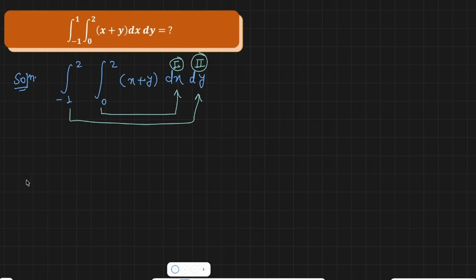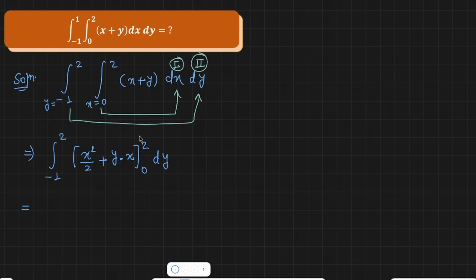So start the solution. The -1 to 2 will remain the same. Now I'm integrating with respect to x. While integrating with respect to one variable, all other variables will be constant. So here the integration of x with respect to x will be x square by 2. Integration of y with respect to x will be y into x, because you consider y as 1 since I am integrating with respect to x, and the limit will be 0 to 2. So this is the limit of x, and the remaining is y.